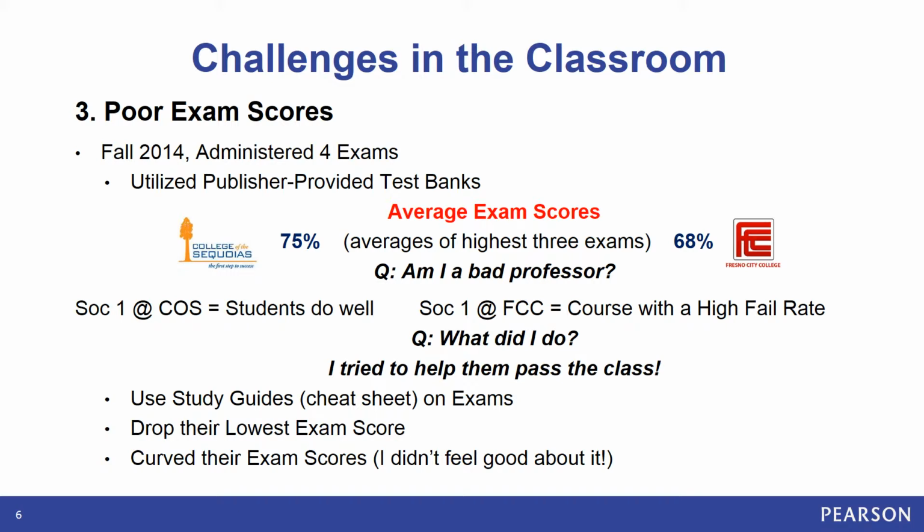And so, kind of at my wit's end, I was like, well, what do I do? Do I just fail the average student, or what can I do to help them pass? So I developed study guides. Since that didn't work to raise their grade, I let them use them on the exam. I would let them drop their lowest exam score. And finally, I curved their exam scores. This average exam score of 68% is when I let them drop their lowest exam score and use a cheat sheet, and it was still 68%. So I curved their scores.